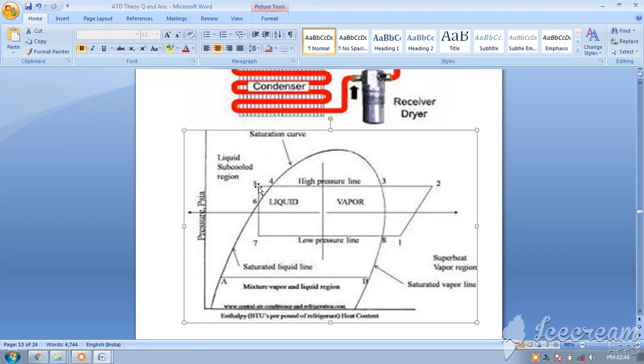And here is the throttle valve. The throttle valve only reduces the pressure, and it does not change the enthalpy. Due to the reduction in pressure, there is a flash evaporation, and this liquid which was subcooled comes to point 7, where it is not saturated liquid but some amount of vapor and some amount of liquid. So this is the pressure enthalpy diagram of the vapor compression refrigeration system.